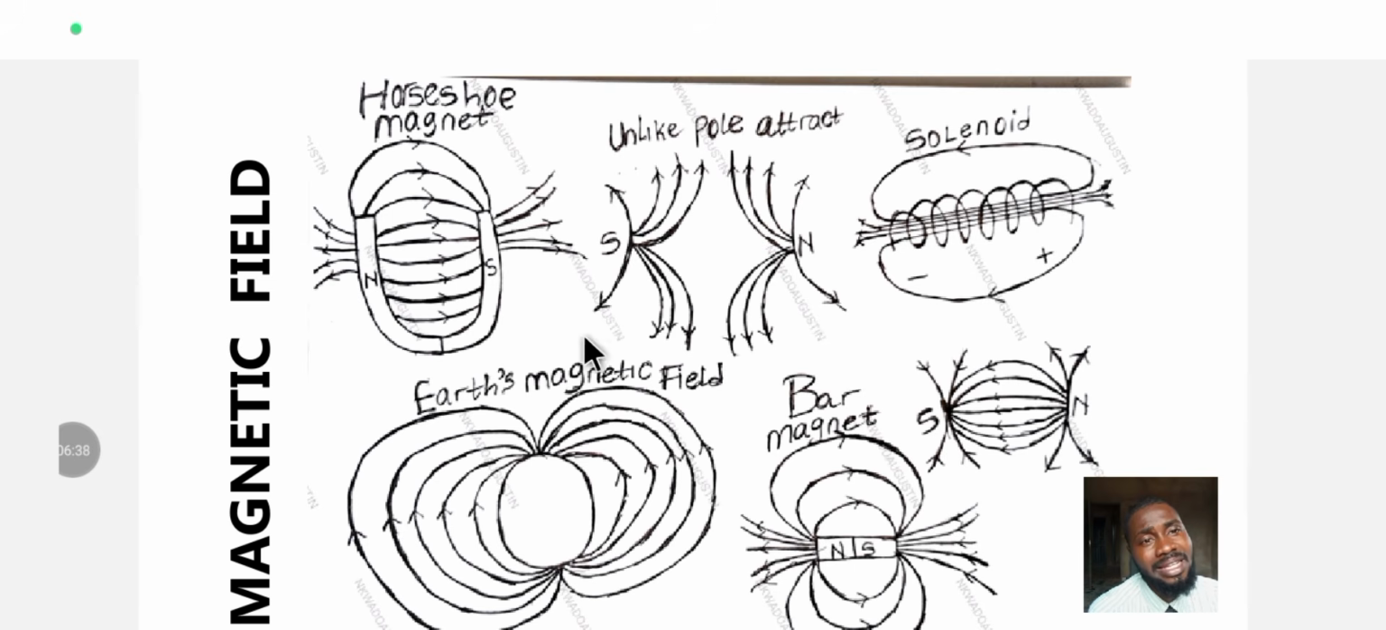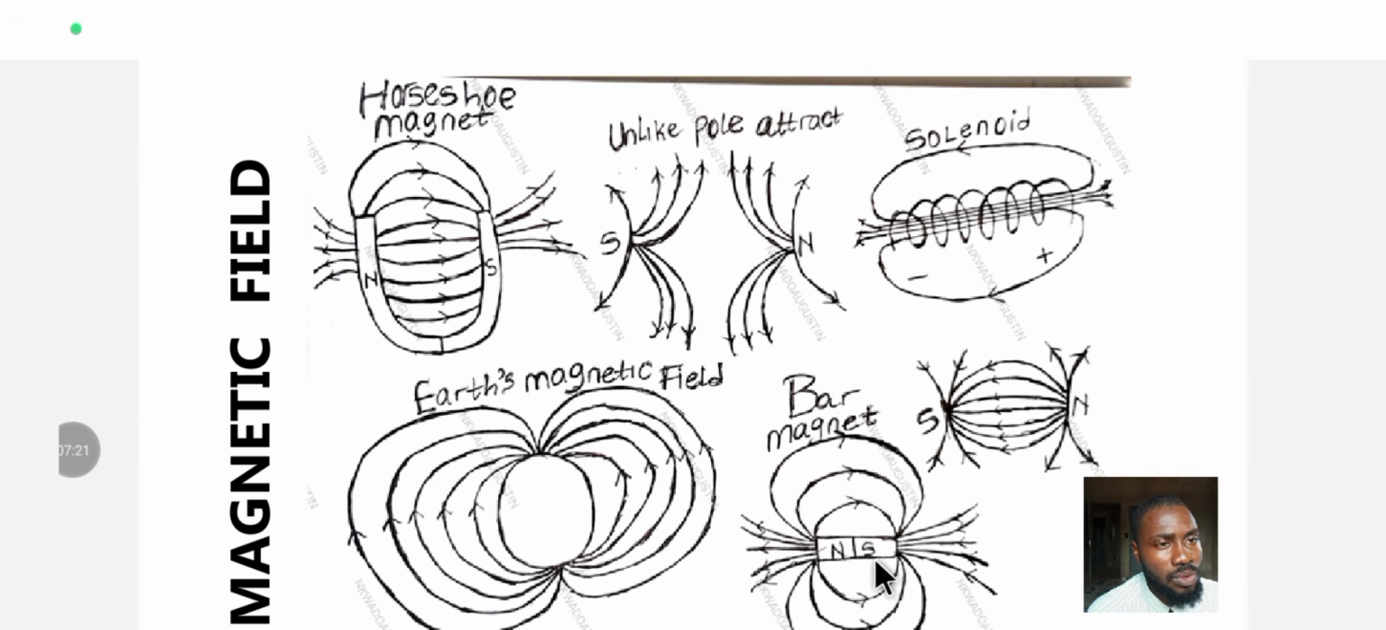So this one is the magnetic field of the Earth, from the north pole to the south pole. You can see how unlike poles attract. All right, so this is the bar magnet. Here is the north, here is the south. You can see how the north pole attracts the south pole.